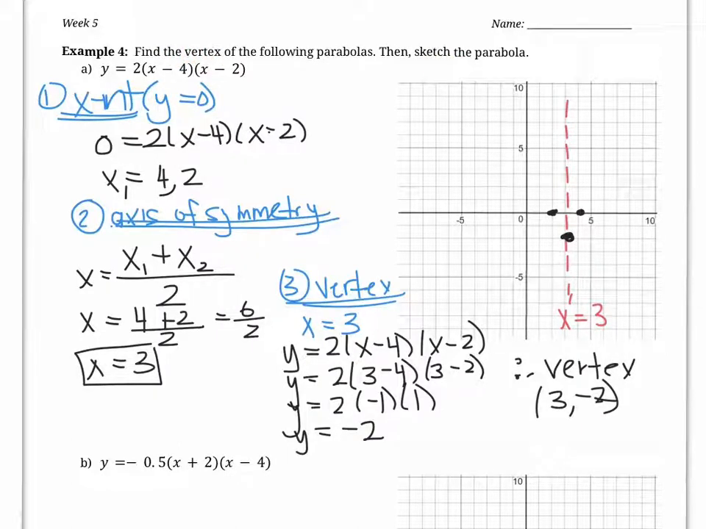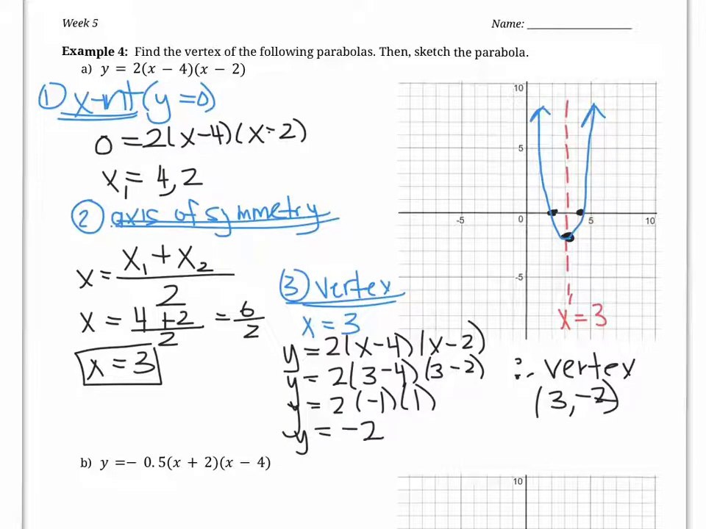And it also said to sketch it. Now I can connect this into a parabola, and you can see that this parabola opens up. Should it have opened up? We'll take a look at this a value. If we were to expand this all, this would be the a value. And the a value is positive, so it opens up.